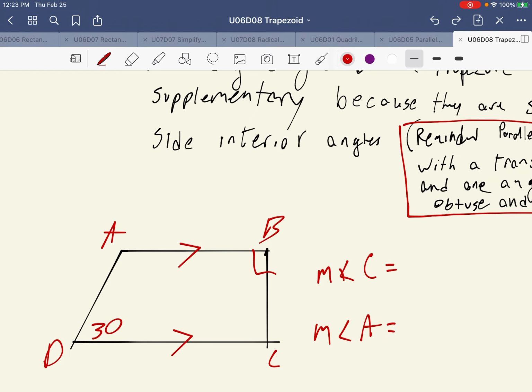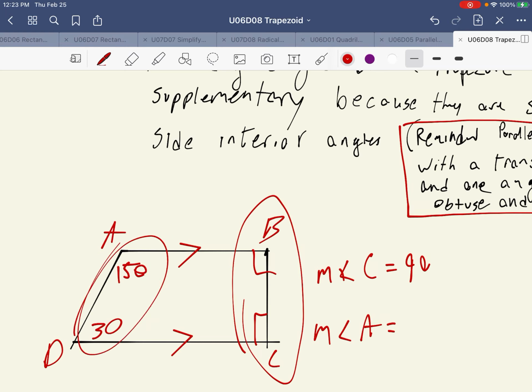If you did this correctly, you would have seen that angle C has to measure 90 degrees because these are the leg angles on this leg, so they have to add up to 180 degrees, so C has to be 90 degrees as well. And angle A has to be 150 degrees because these angles are the leg angles and have to be supplementary as well in order for the lines to be parallel, so that should be 150 degrees.